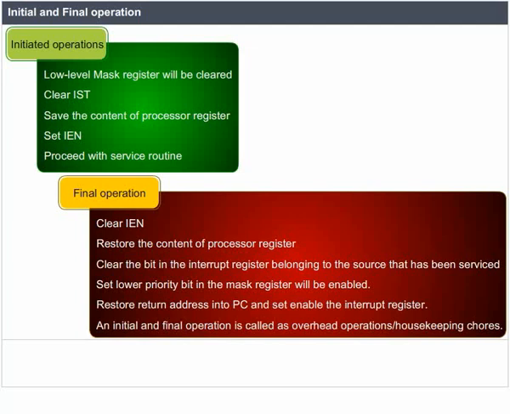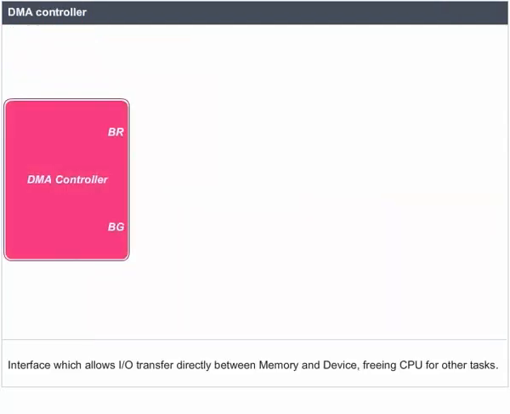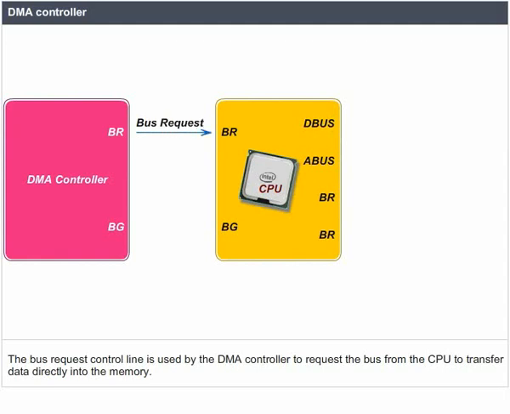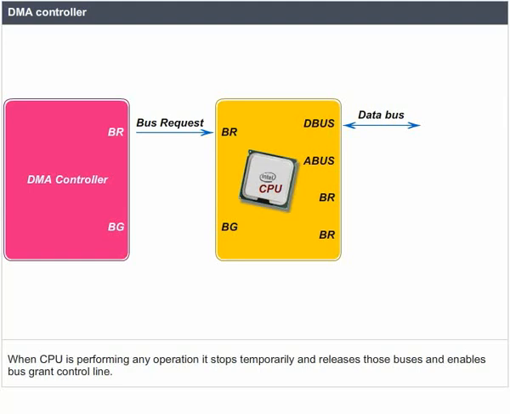An initial and final operation is called overhead operations or housekeeping chores. DMA controller, an interface which allows input-output transfer directly between memory and device, freeing CPU for other tasks. CPU initializes DMA controller by sending memory address and the block size, the number of words. The bus request control line is used by the DMA controller to request the bus from the CPU to transfer data directly into the memory.